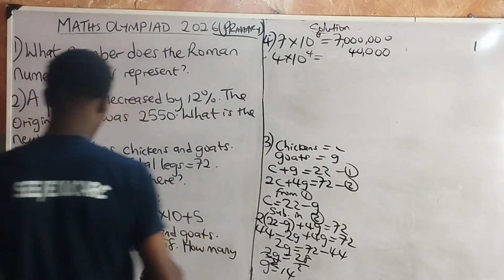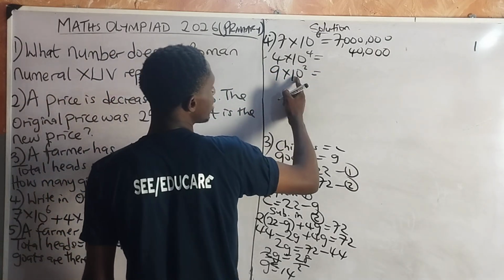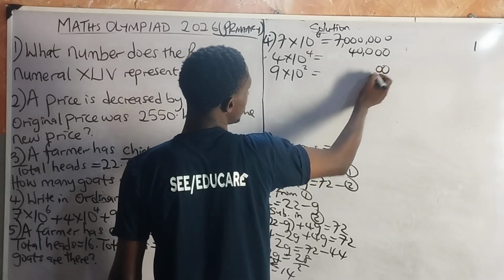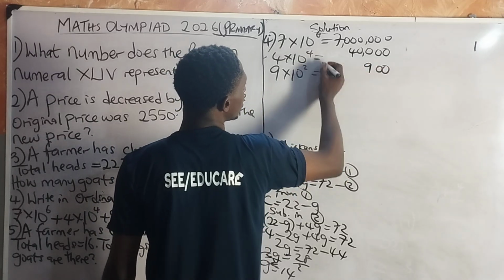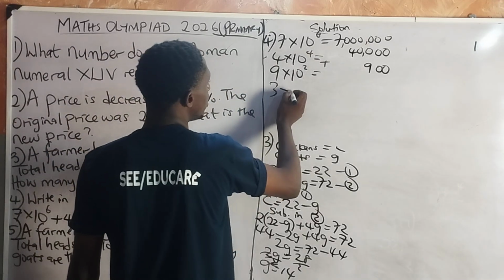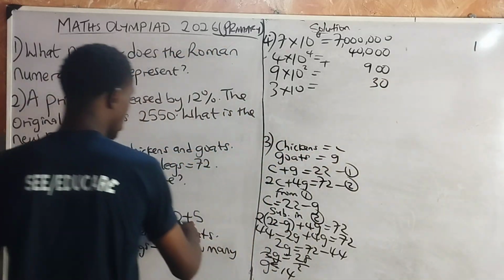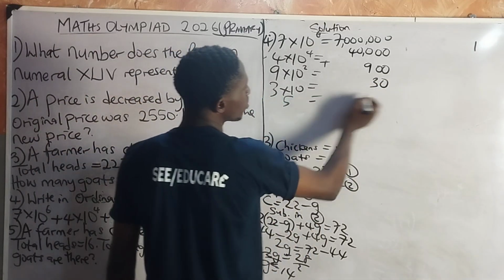Then the next one we have is 9 times 10 raised to the power of 2. That is 0 in 2 places, then I have 9 there. Then I have 3 times 10. What is 3 times 10? I have 1 zero here, then I'll put 3. Then I have plus 5, so I'll put 5 here.